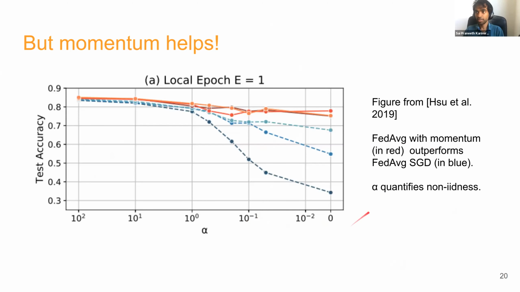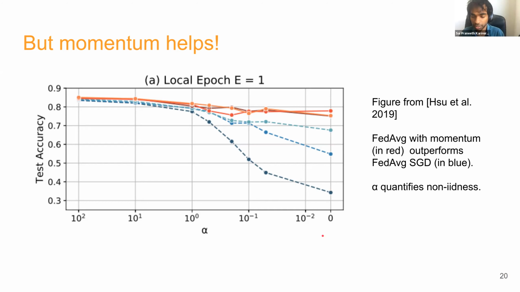People have found experimentally, in this paper for example, that using momentum helps a lot. So alpha is some measure of the amount of non-IIDness. As we move to the right, it's more non-IID. In blue is without momentum, beta equals 0, and here is beta 0.9, I think. The difference between the blue and the red is quite large when you have a lot of non-IID data. So momentum helps, and momentum helps a lot when there is non-IID data.